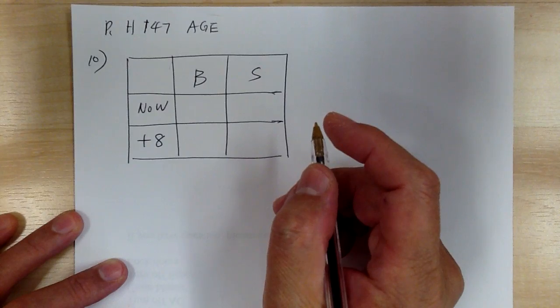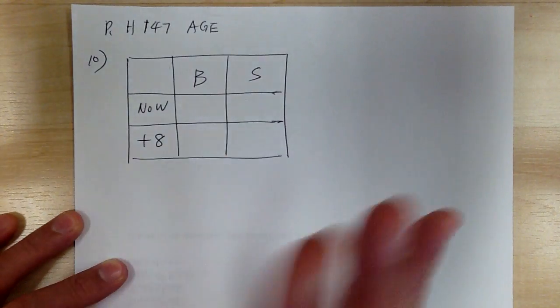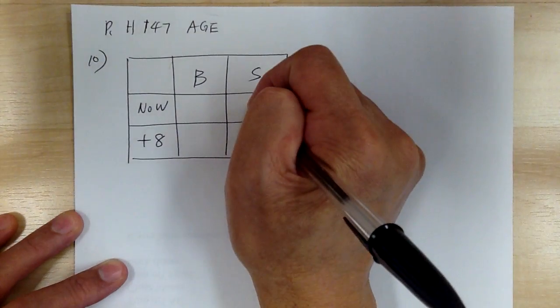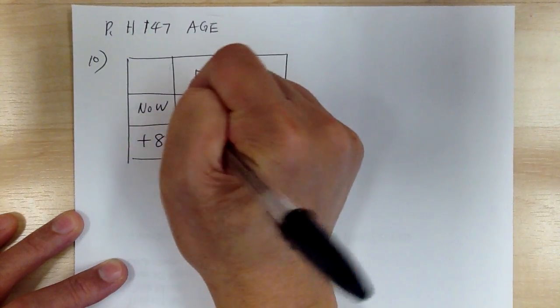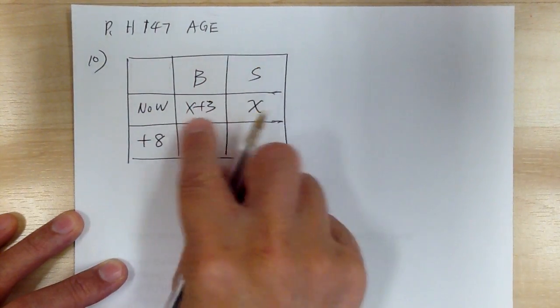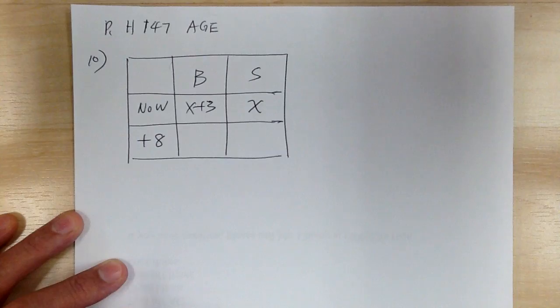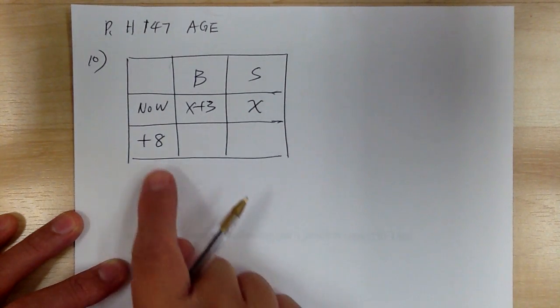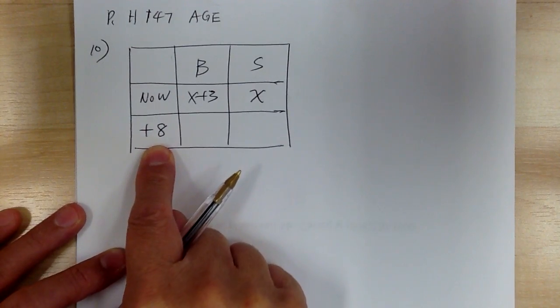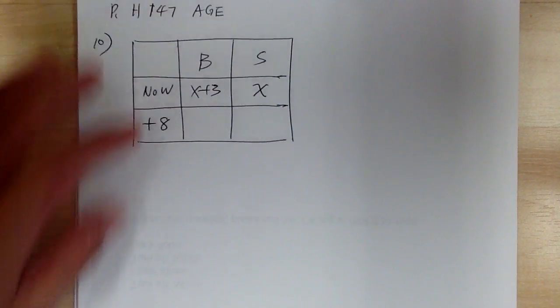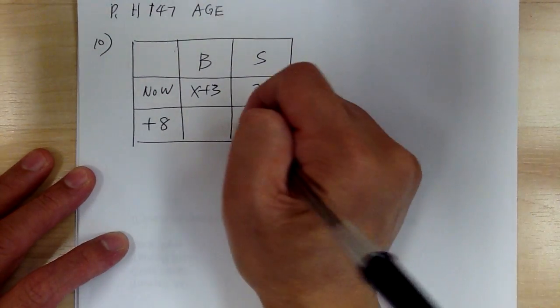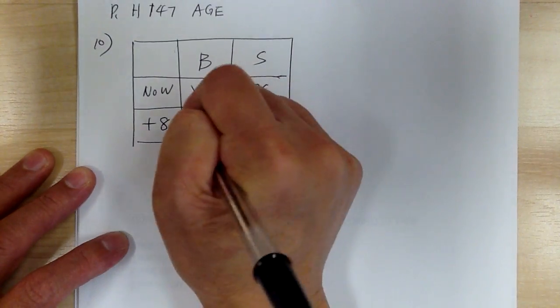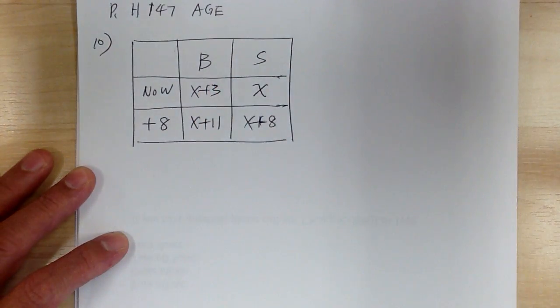It says Bill and his younger sister Susie, the difference between them is 3 years. That means Susie is going to be X, and Bill should be X plus 3. Right? Because the difference is 3 and Bill is older, so you add. Now after that you stop. Don't read anymore. You've got to use this information to complete your table. So in 8 years, each one is going to age 8 years, right? So this becomes X plus 8, and this should become X plus 11.